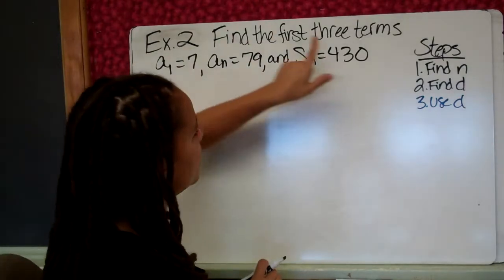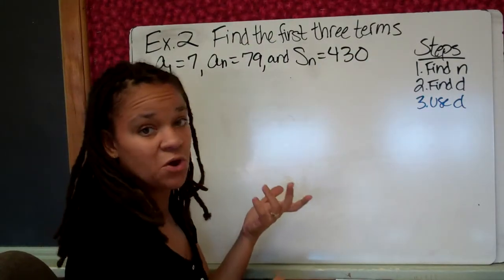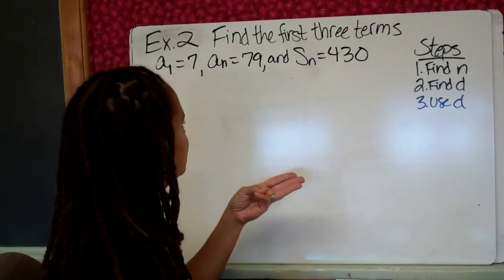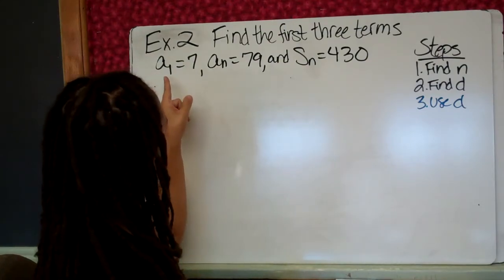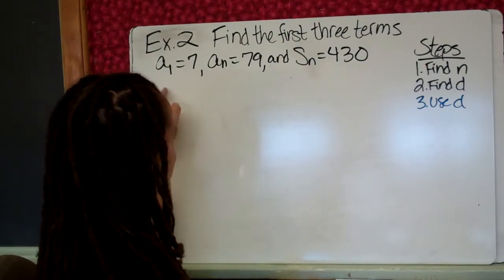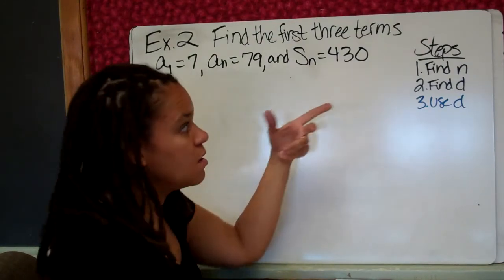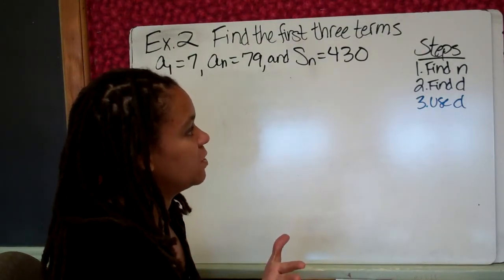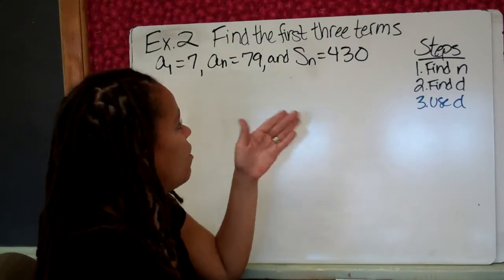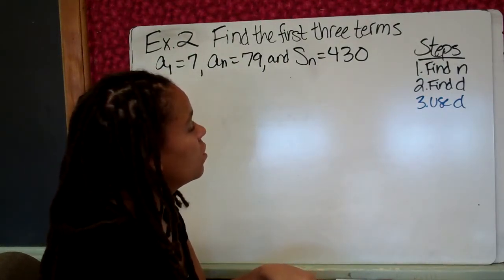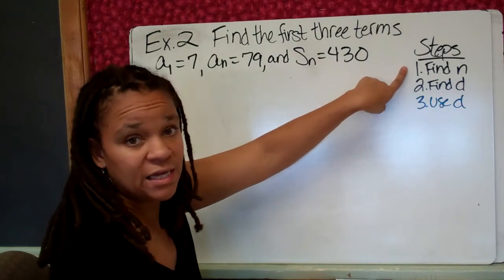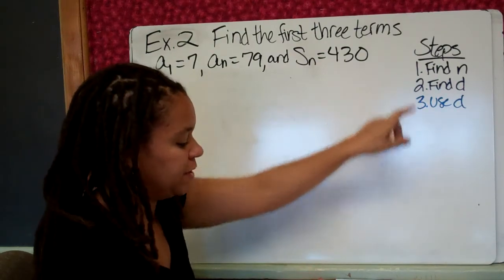All right. Let's look at example 2. Find the first 3 terms. So now we want to find the first 3 terms in a sequence. We have a1, the first term, we have the last term, and we have the sum of all of the terms. But we don't know how many terms there are, and we don't know how they change. So the first thing we're going to do is find n. Let's figure out how many terms are in this sequence.